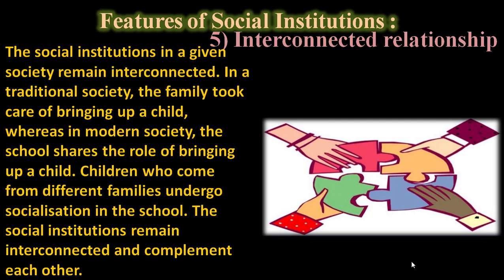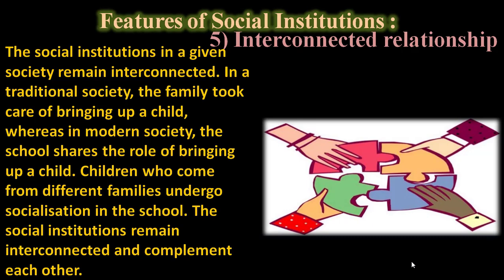The social institutions in a given society remain interconnected. They cannot be separated. All social institutions, one way or another, are connected to each other. In traditional society, the family took care of bringing up a child, whereas in modern society, the school shares the role of bringing up a child. Here, family and school together, interconnected, bring up the child.